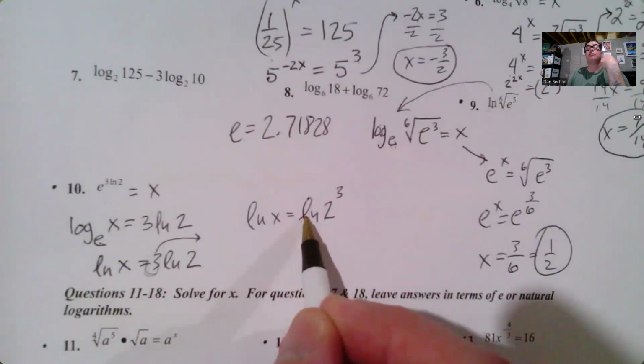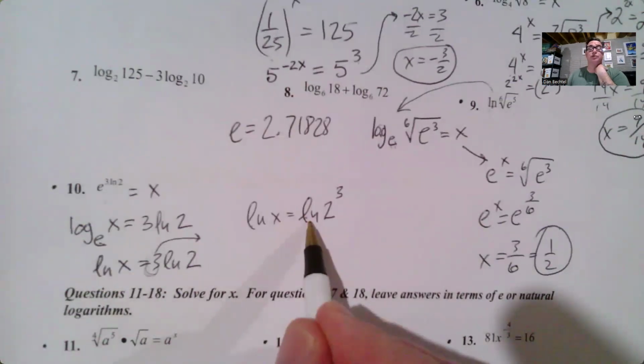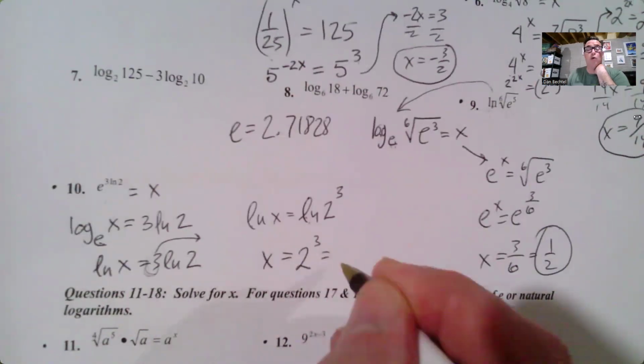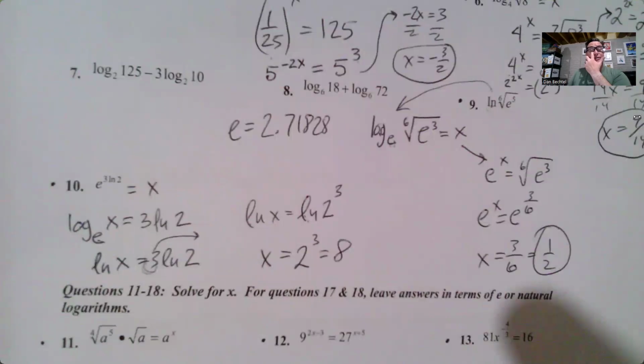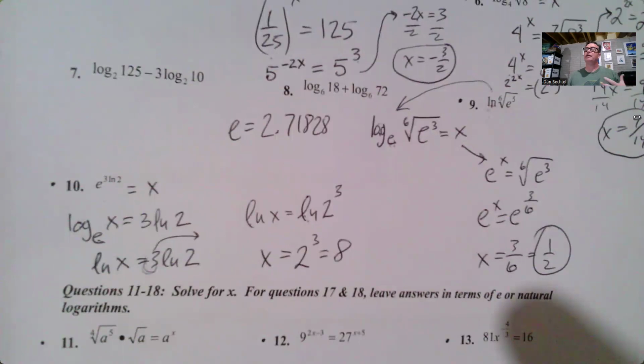So just like what we did before with dropping the base when they're the same, we can drop the log types when they are the same as well and say that x is equal to 2 to the third power, or 8, if you want to do the simplification of that. Just different ways of going back and forth. And anytime that you see an ln, if it helps you, just write it as log base e, and I think you can kind of work yourself through that.